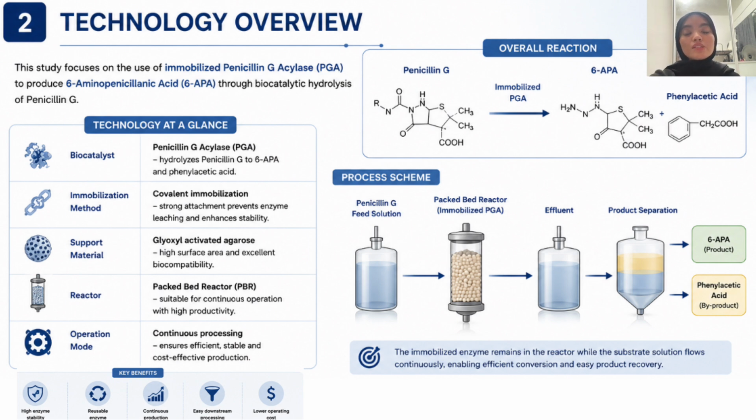The process is carried out in a packed bed reactor where the immobilized enzyme remains inside the reactor while the penicillin G solution continuously flows through the catalyst bed. During the reaction, penicillin G is converted into 6-APA, which is the desired product, and phenylacetic acid, which is the byproduct. The continuous process offers several advantages, including high enzyme stability, enzyme reusability, lower operational cost, easier downstream separation, and improved productivity, making it highly suitable for industrial manufacturing.